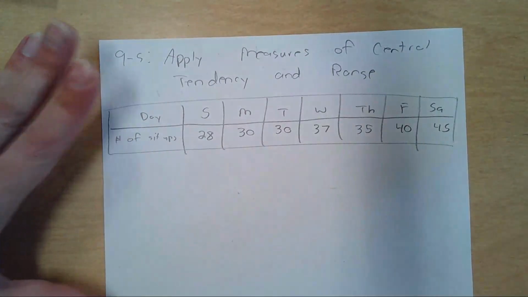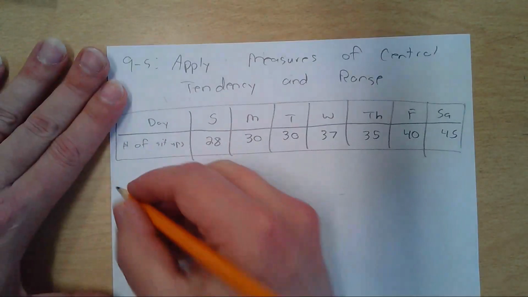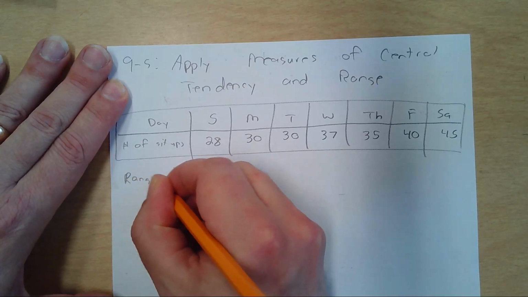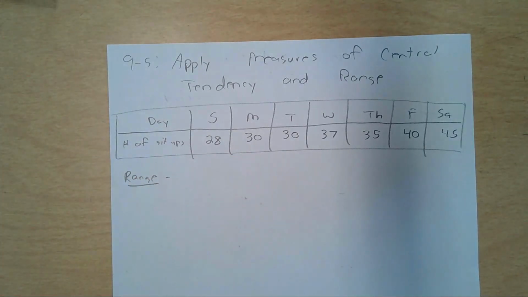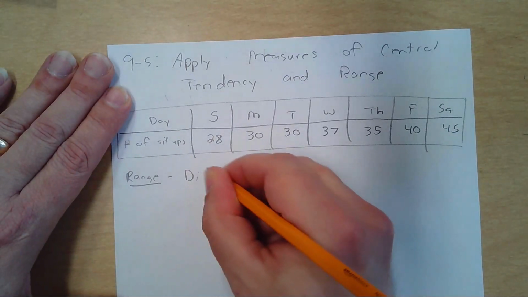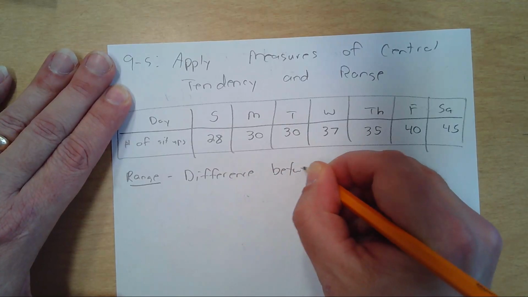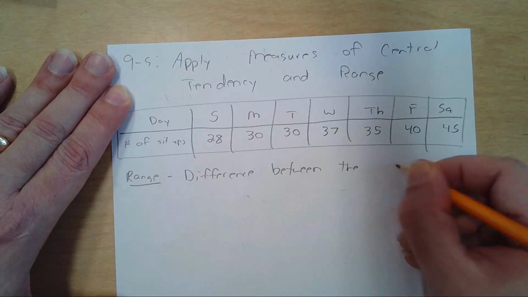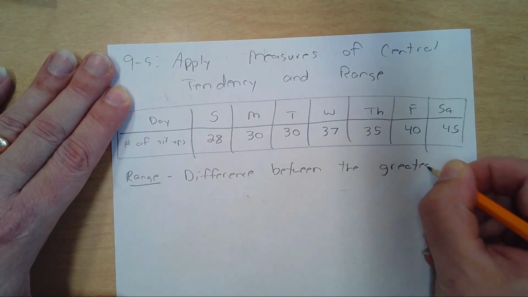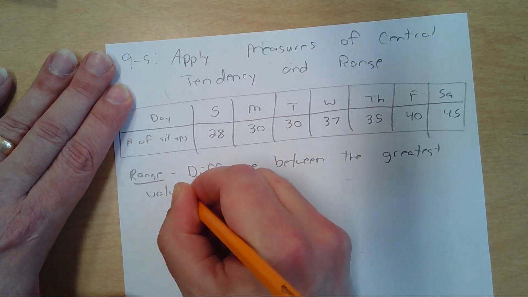First up, 4 terms here. So we're going to start with the range. The range is always the easiest of the 4 to remember, probably because it starts with R, and if you know what the word range means, it's helpful. But the range is the difference between the greatest value and the smallest value.